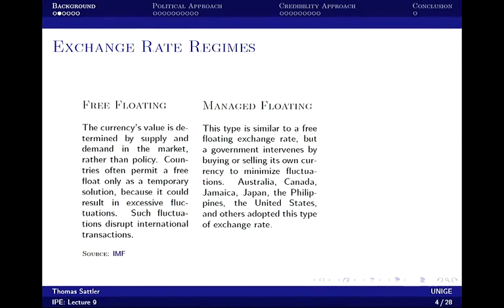Then we have managed floating regimes, where we have supply and demand playing an important role, but nonetheless countries interfere very heavily in the foreign exchange markets. So the central bank buys or sells its own currency to influence the exchange rate.